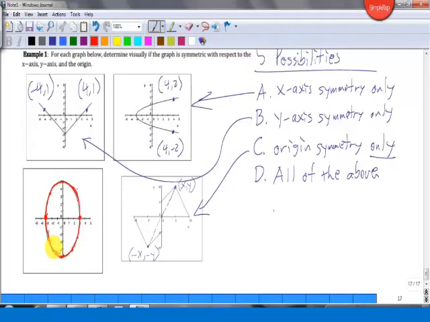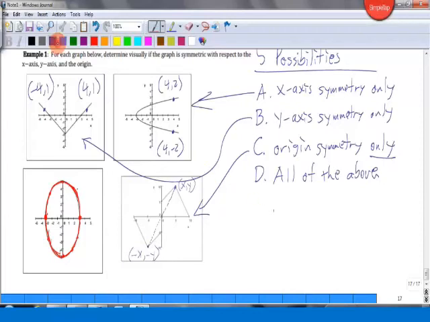So we started with nothing, then we had x-axis symmetry, then we added y-axis symmetry, but as soon as we added the y-axis symmetry, what did we get in addition to that? We got origin symmetry. Turns out we can't have exactly two of these three types of symmetry. If we have a graph that has exactly two of these three types, it automatically has the third one for free. We can't have two without the other. So all of the above is another possibility.